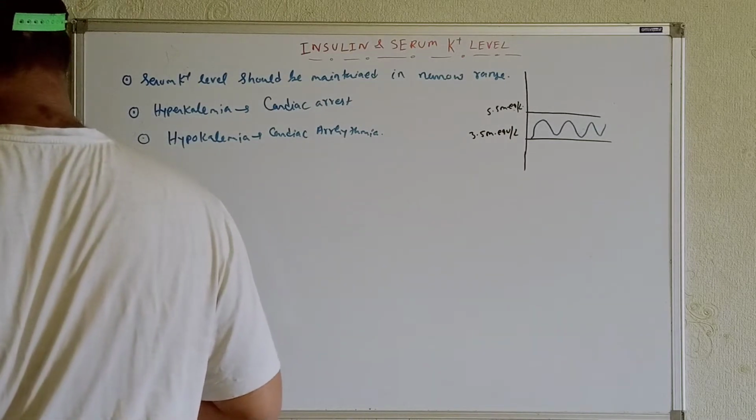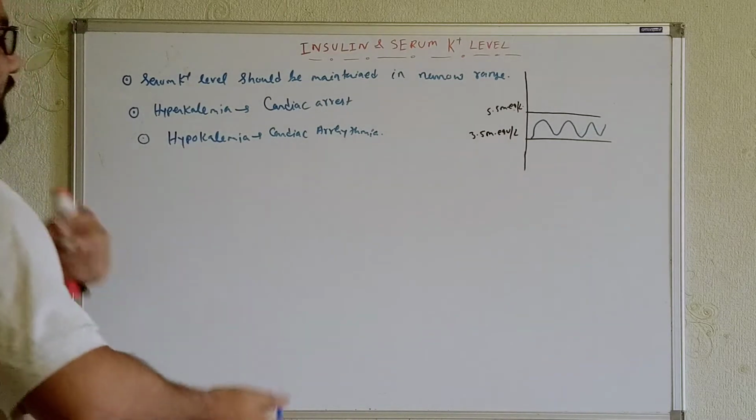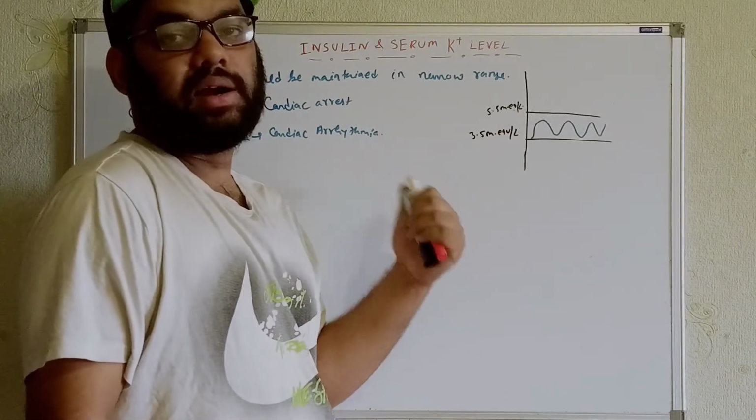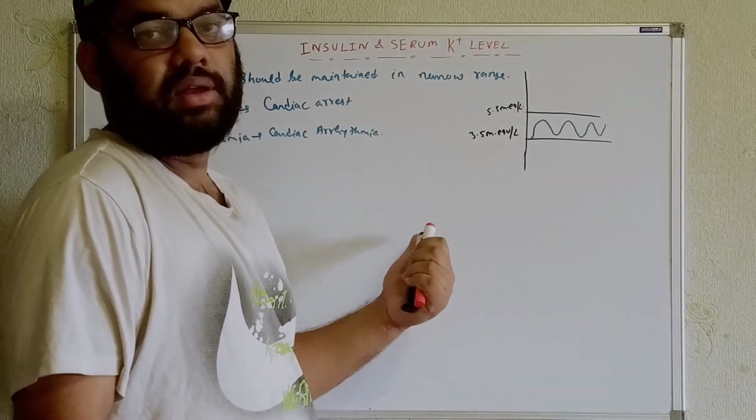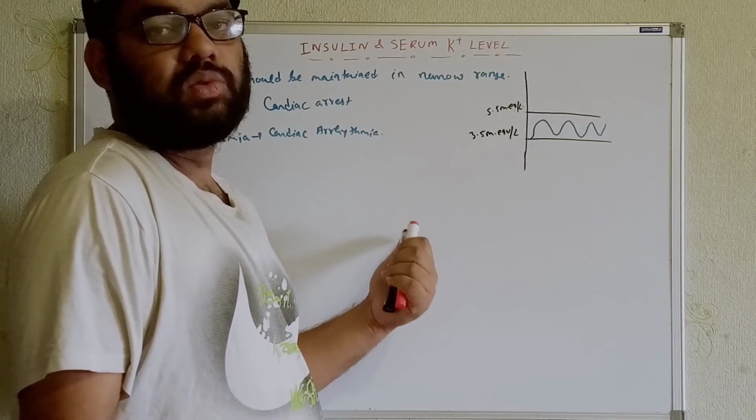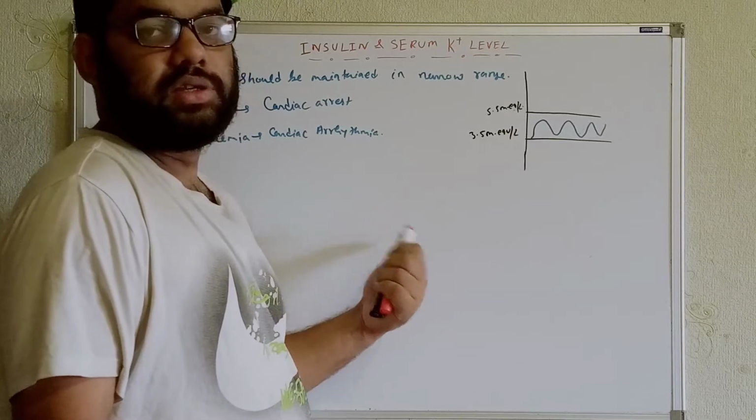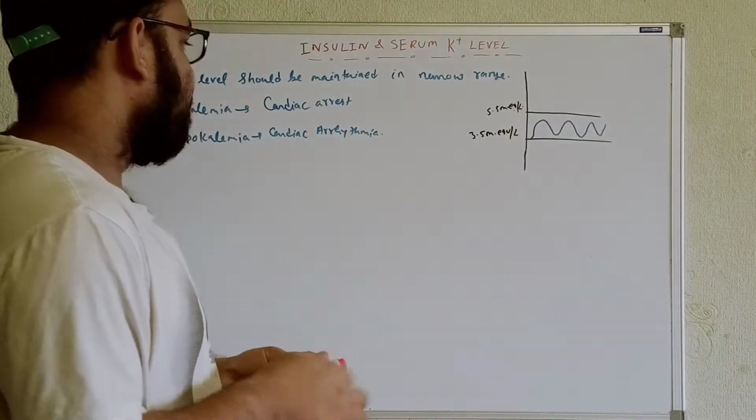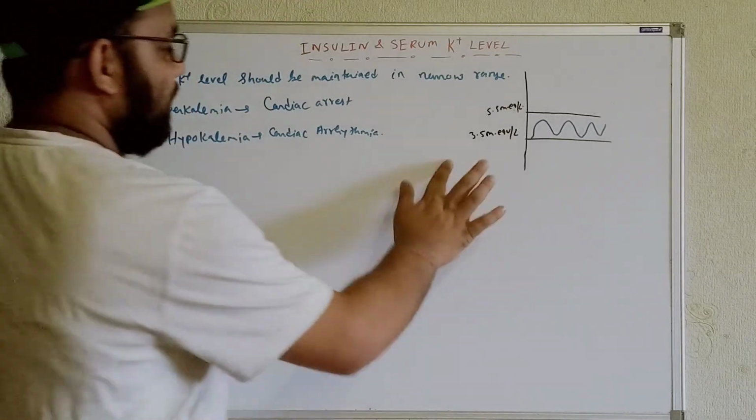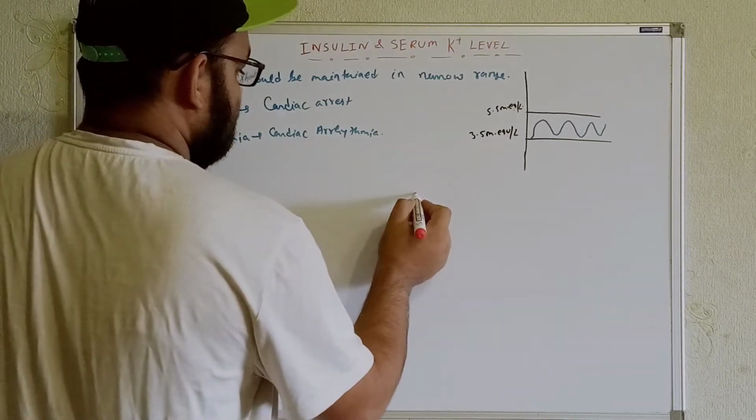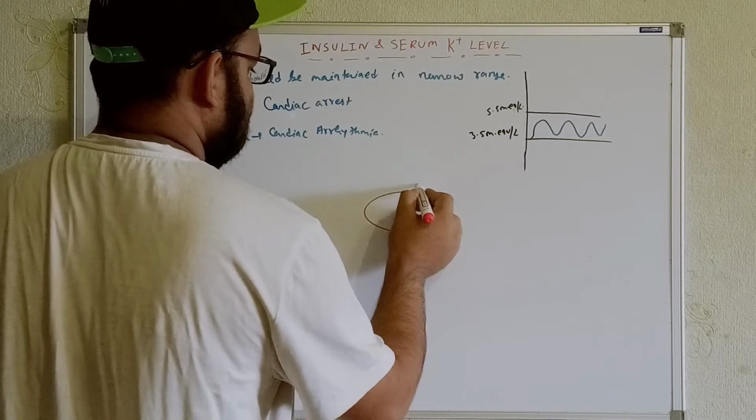See, every day, try to understand, we take about 100 to 200 milliequivalent, or millimole, of potassium. Before that, let's have some idea of the potassium level within the cell and outside the cell. Say this is the normal circulation, the general circulation.